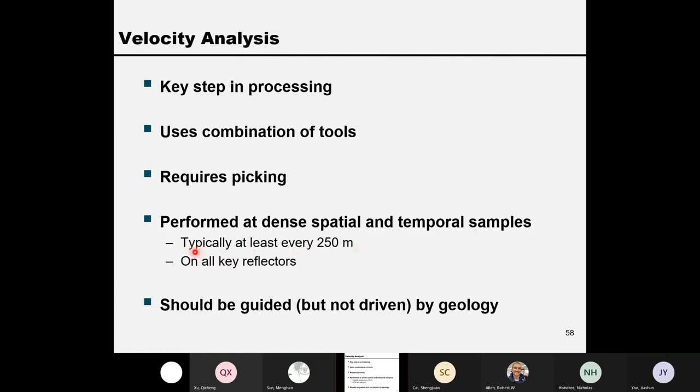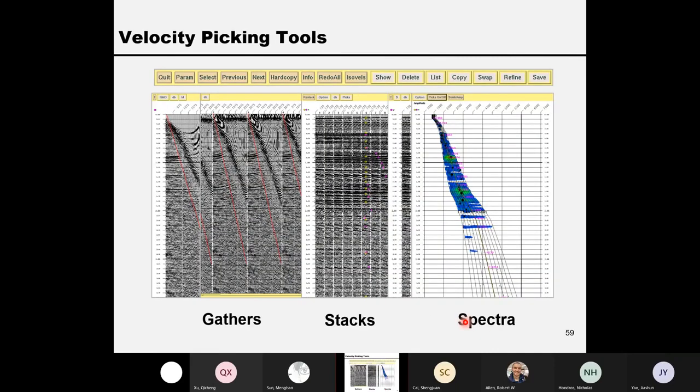Industry standard is you pick the velocity at CMPs every 250 meters, right? You do that. And of course, that should be guided by geology. You know roughly the geology, but it's not driven by geology, okay? You just know this velocity gradually increases, but significantly at a certain depth, certain travel time. So it's guided by geology, not driven by geology. Geology is not the constraint in your automatic picking, but in your mind, you know that.